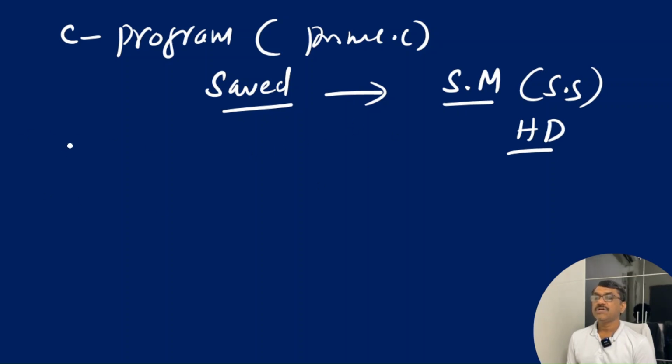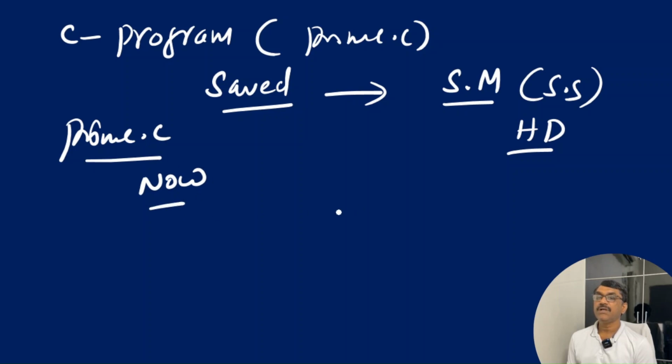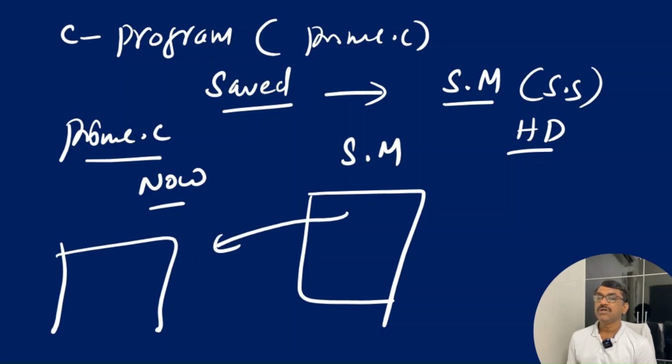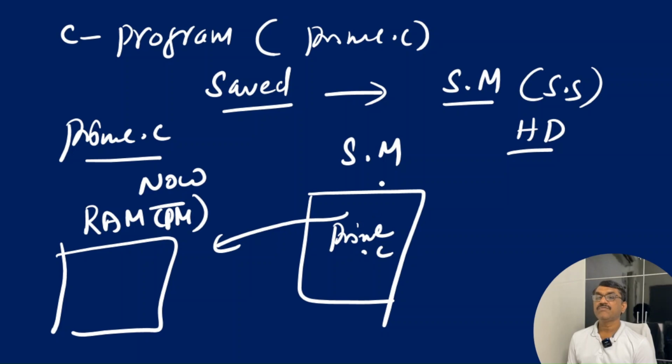Okay. Now assume that we want to execute the same prime number program, prime.c, right now. Then the program that is stored in the secondary memory must be brought into the random access memory, I can say the primary memory. The program prime.c is brought from the secondary memory into the primary memory, or random access memory. Here we have the program prime.c, and this program is executed by the central processing unit.